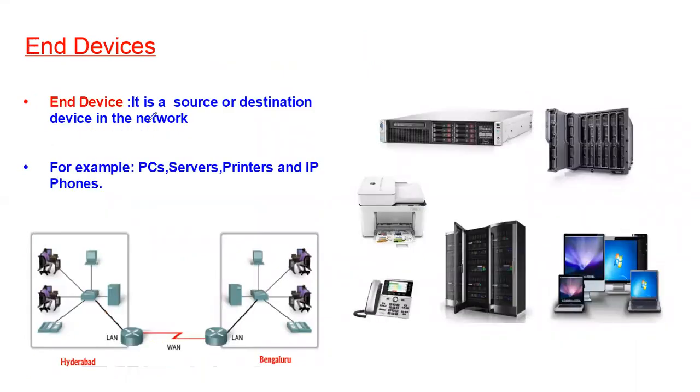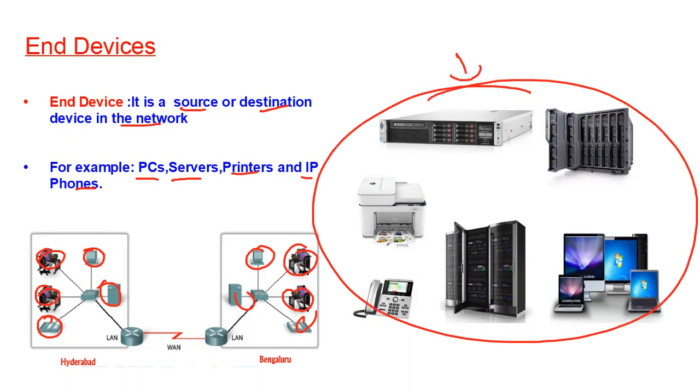An end device is a source or destination device in the network. In this example, these are the end devices: the PCs, IP phones, servers. It can be either source or destination. Examples of end devices are PCs, servers, printers, and IP phones.